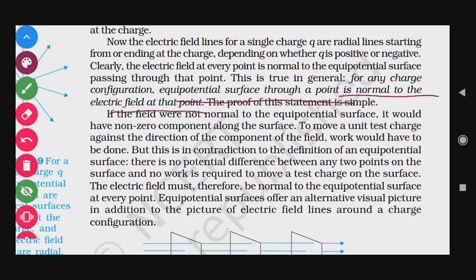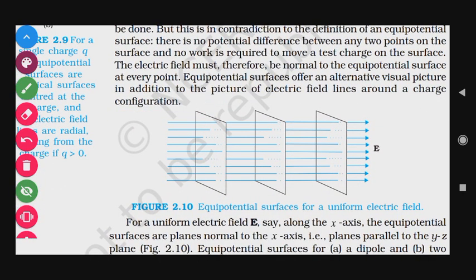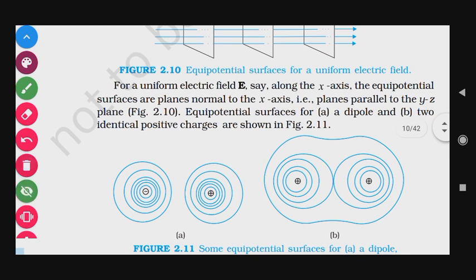Take any charge configuration. For that charge configuration, there is an equipotential surface, and the surface will be different. If you see this is a constant electric field, the equipotential surfaces will be planes like this. For the point charge, we have seen concentric spheres. For two charges, for a dipole, the equipotential surfaces will be like this. These are all the regions or surfaces where the potential is the same.